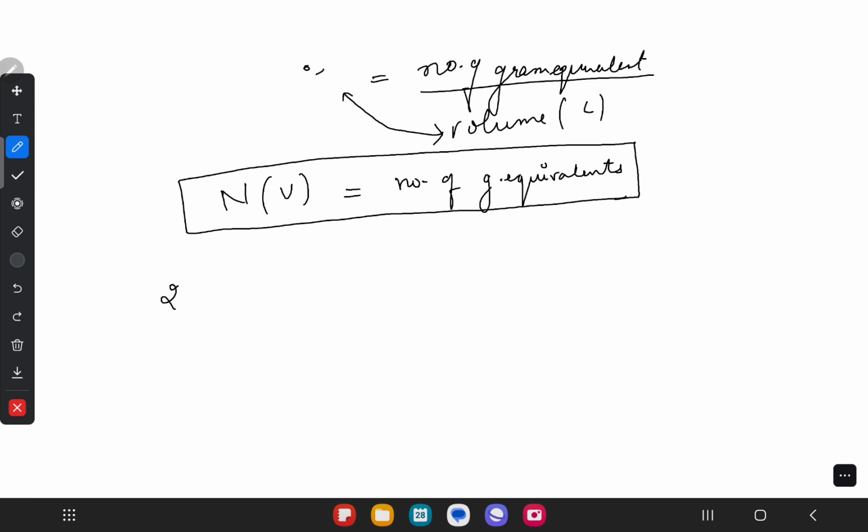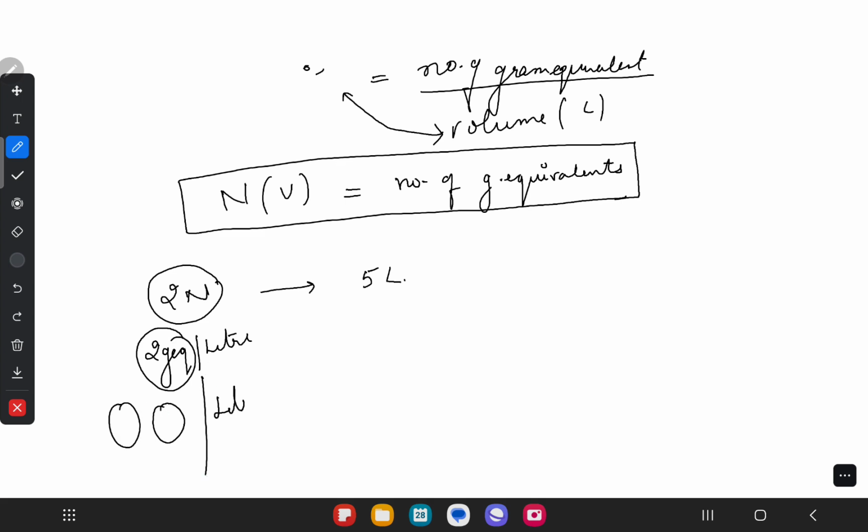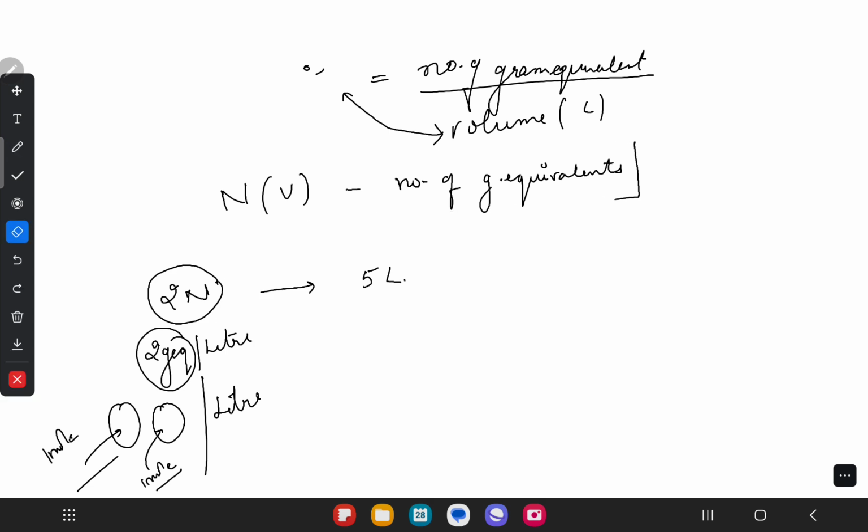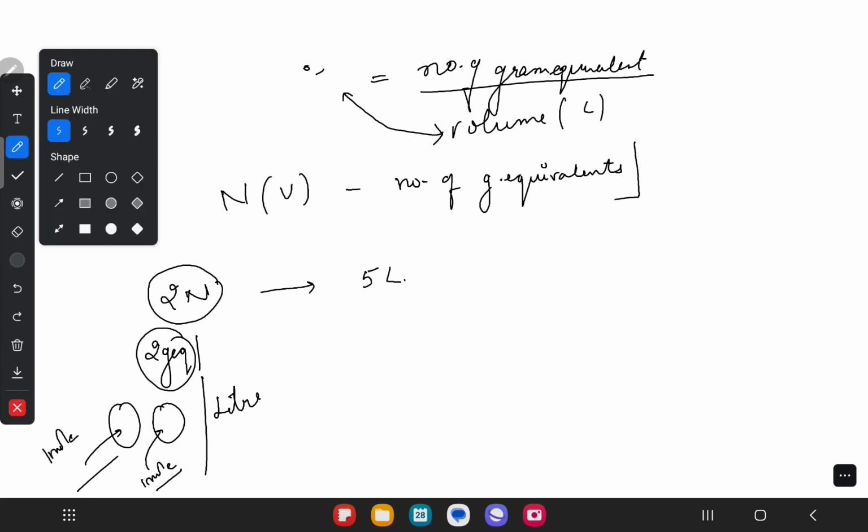So whenever you're given the normality, let's suppose I say a 2 normal solution and I have 5 liters of such a solution. What do you mean by 2 normal? That I have 2 gram equivalents per liter. One packet, 2 packets per liter. So one packet shall gain 1 mole of electrons and another packet can also gain 1 mole of electrons. Such packets are called gram equivalents. We have 2 normal, that means 2 gram equivalents per liter. Are you understanding my point? Yes.